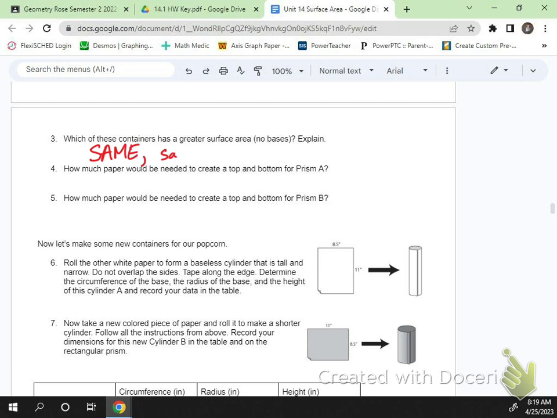So we have the same size piece of paper. It's just folded differently. That's all that's going on.